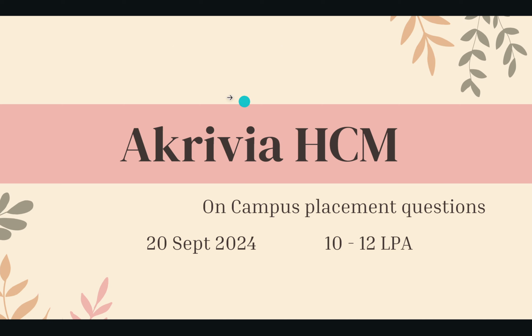Actually, this company shortlisted the students based on the CGPA. The top 100 students are shortlisted for this first round of coding. So for the juniors, the advice is to make sure your CGPA doesn't fall below 9, because Akrivia has selected the top 100 students based on the CGPA. That is the advice from me for the juniors.